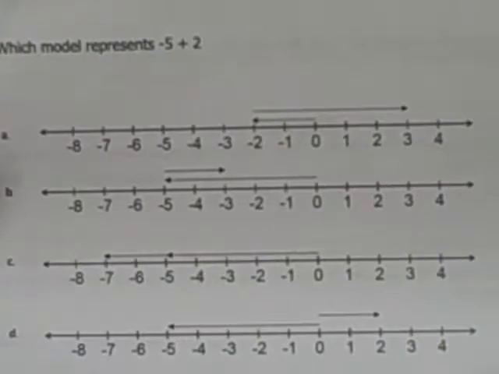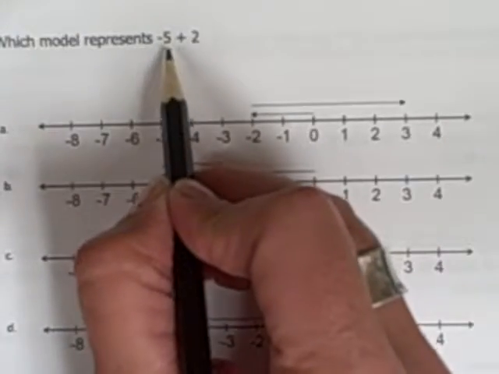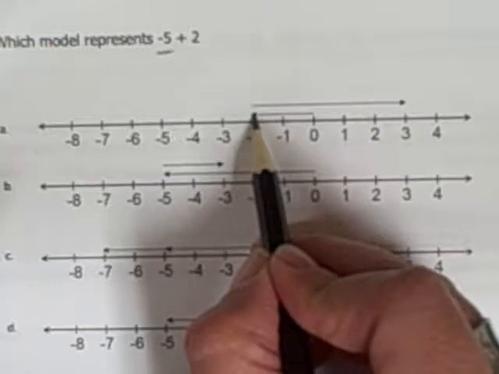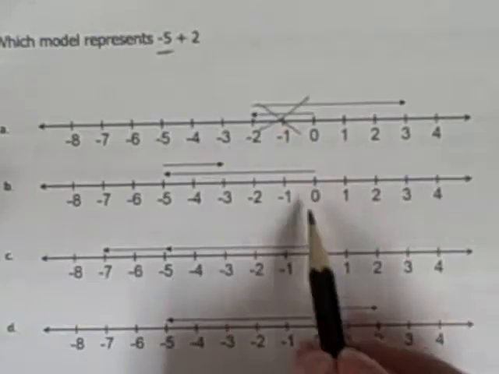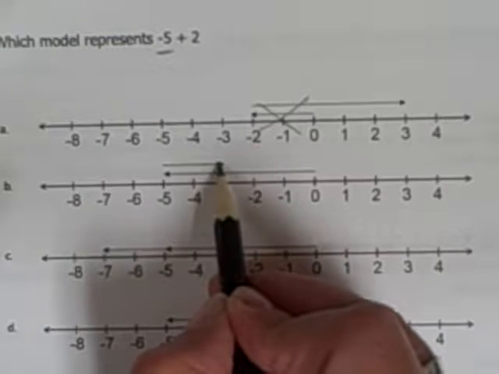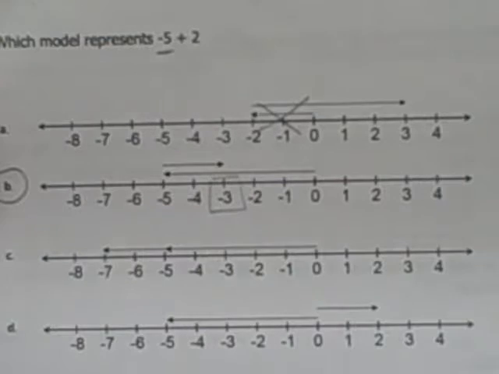Next page. Which model represents negative 5 plus 2? Well, remember that for the first number, you have to start at 0 and get to negative 5. This one only gets to negative 2, so I know it's not that one. 0 to negative 5, then I add to it 2, and that gives me the answer of negative 3. I really like B so far.